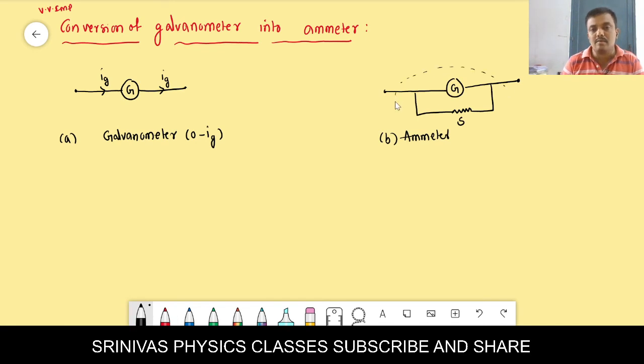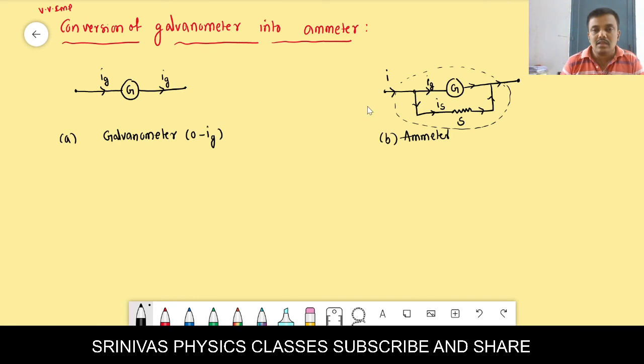Now this device will become ammeter. Simple it is. Now maximum we can send the current I. But the current that passes through the galvanometer is Ig only. The maximum current it can allow is Ig, and the remaining amount of current passes through the shunt.